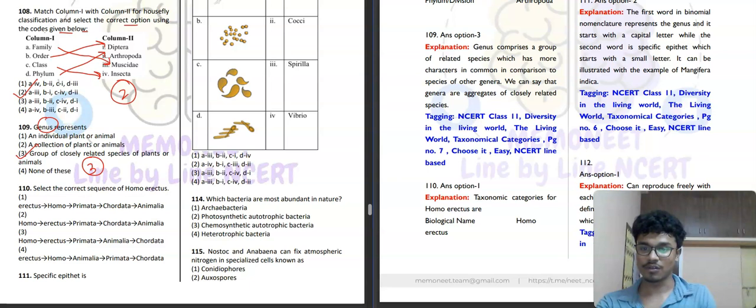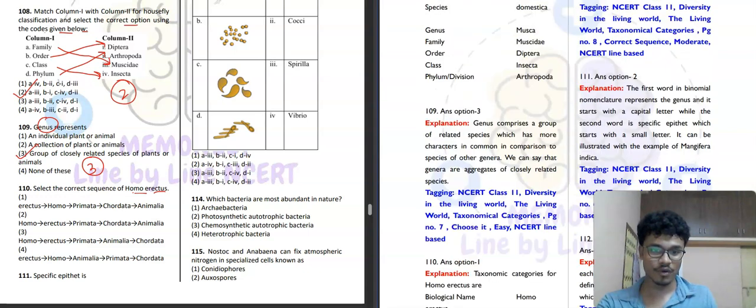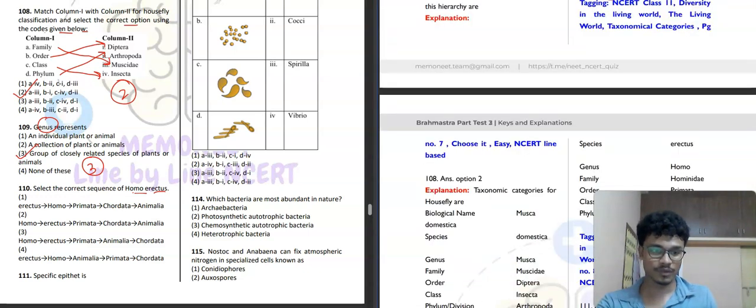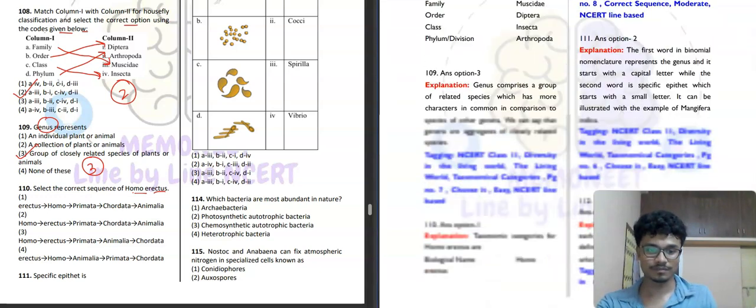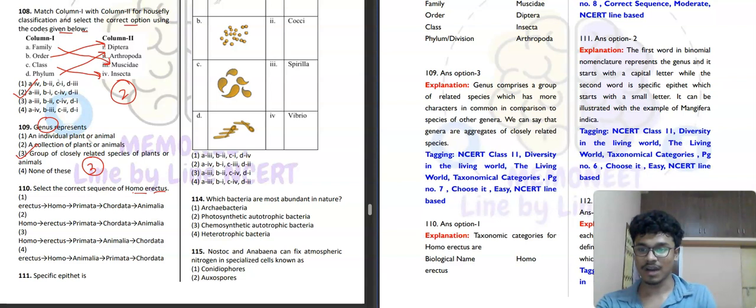Select the correct sequence of Homo erectus, and all the options are given. So if we see the correct sequence of Homo erectus, here we go. The species is erectus, genus is Homo, family is Hominidae, order is Primata, class is Mammalia, phylum or division is Chordata. In our third option, it is given in reverse order: Chordata, Animalia, Primata, Erectus, Homo. Third option, sorry. Here it will be first option. Sorry, it is wrong. 110, first option. Just a second.